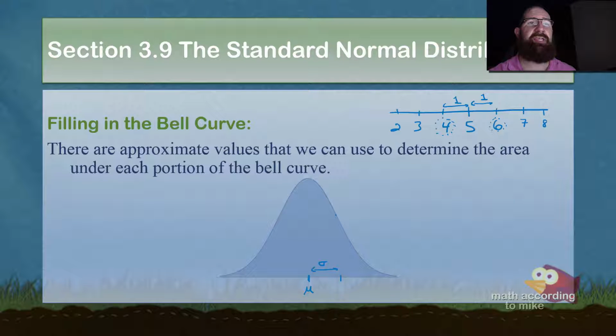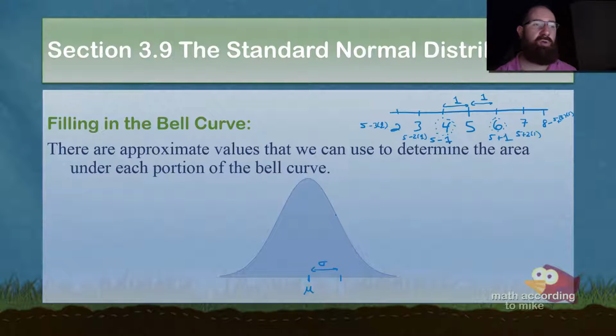Notice to get the 6, we did 5, the mean, plus 1, the standard deviation. To get the 7, you did 5, the mean, plus 2 times the standard deviation. And to get the 8, 5, the mean, plus 3 times the standard deviation. I'll just put another set of parentheses. And same thing over here. To get the 4, we did 5, the mean, minus the standard deviation. 5, the mean, minus 2 times the standard deviation. 5, the mean, minus 3 times the standard deviation. So we're just adding and subtracting the standard deviation over and over again.